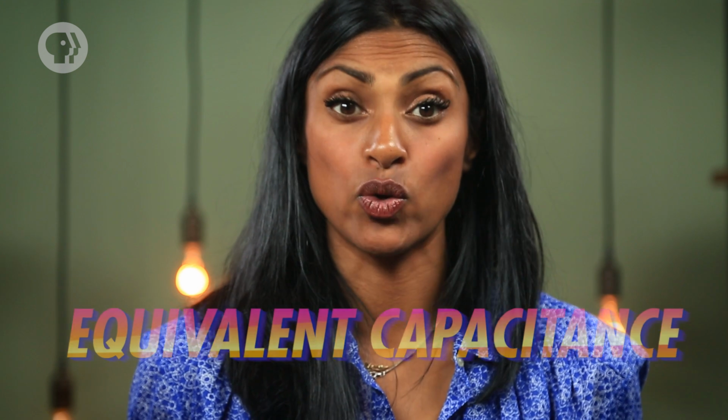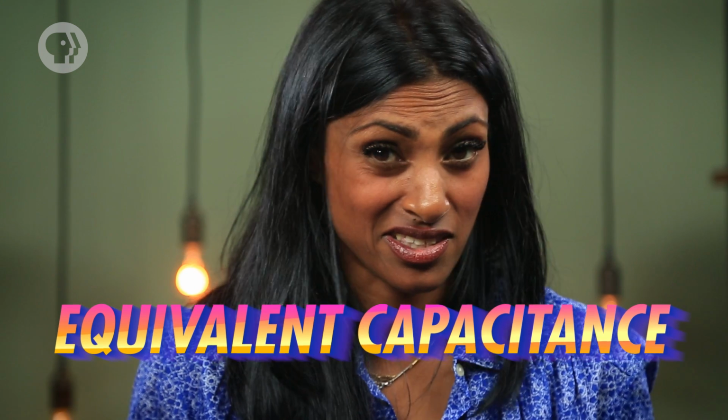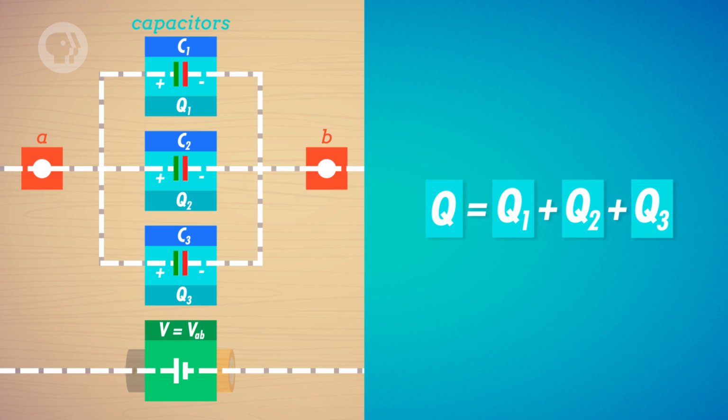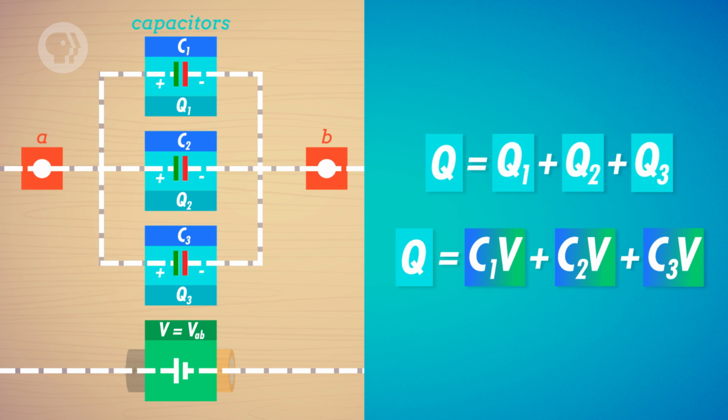So how can you describe the equivalent capacitance of a circuit like this? Easy. The total amount of charge is the sum of the charges held by each individual capacitor. And you know that the charge held by each capacitor is equal to the capacitance times the voltage across each one. And since every point of a conductor has the same potential and all the conductors are connected, all devices connected in parallel will have the same voltage.